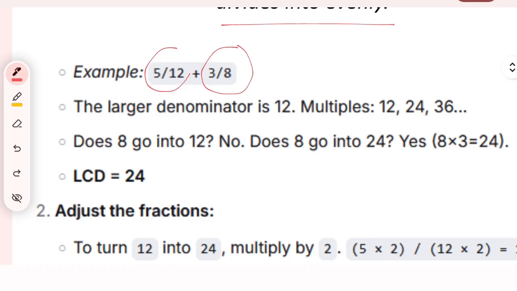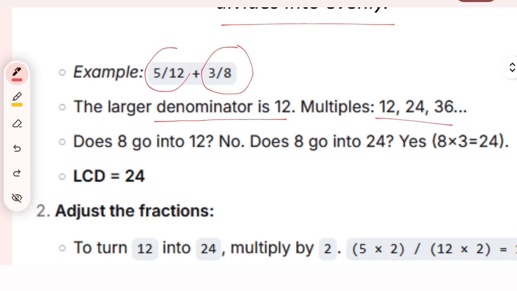We will first look at the denominators. There are two denominators here: 12 and 8. Which one is larger? Of course, 12. So the larger denominator is 12. Next, we will list all the multiples of 12. We have 12, 24, 36, 48. We simply keep adding 12. These are the multiples of 12.